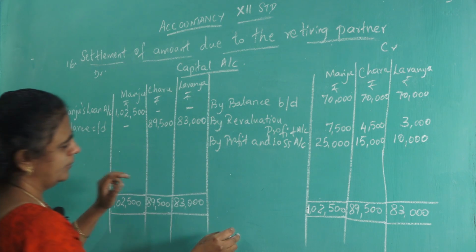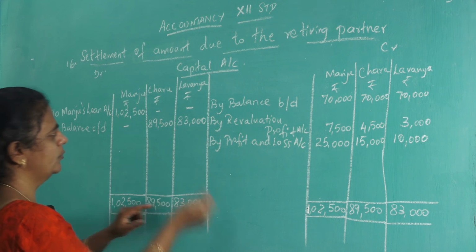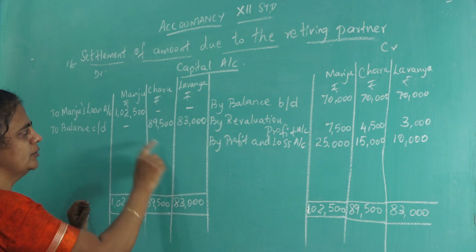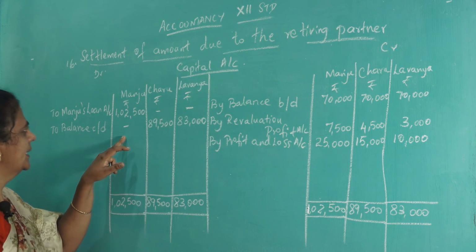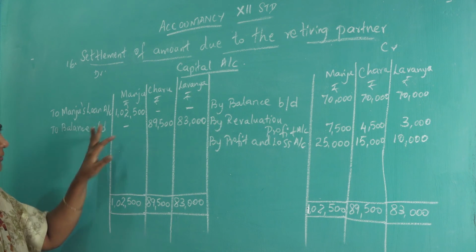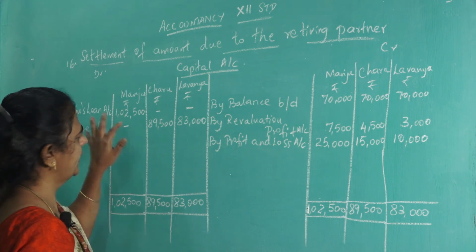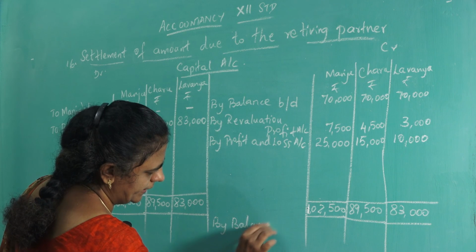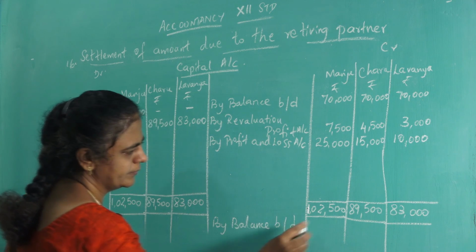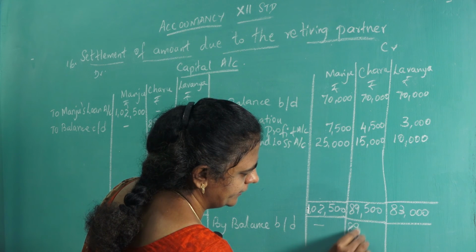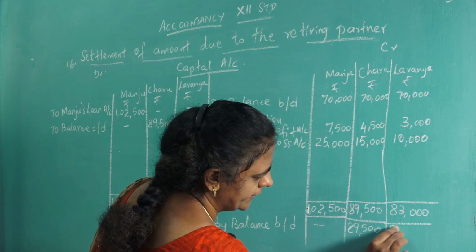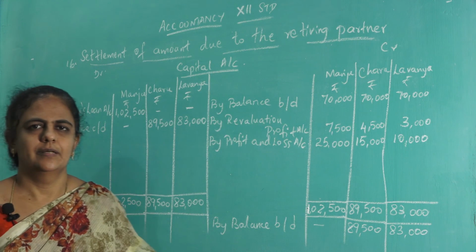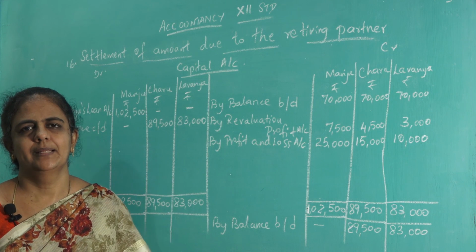Now bring down. When you bring down, you must bring only for these two partners, Charu and Lavanya. Manju's amount must not be brought down because it is transferred to her loan account. Okay, she is retiring, she is not there in the business. So by balance brought down 89,500, 83,000. Hope you understood, children. Thank you.